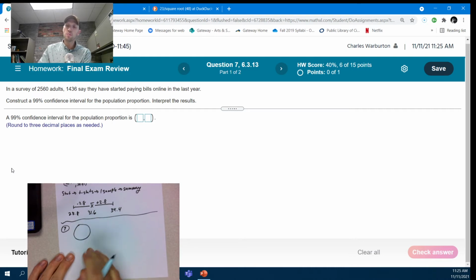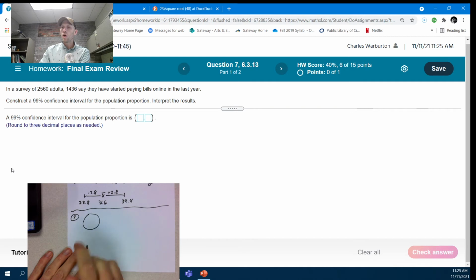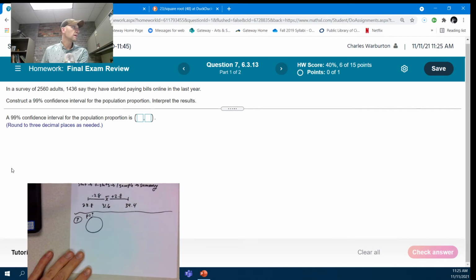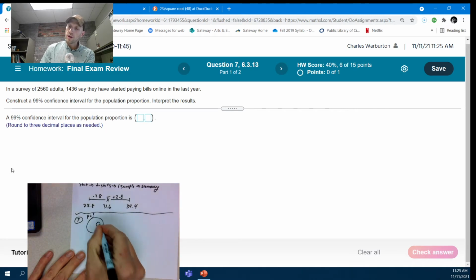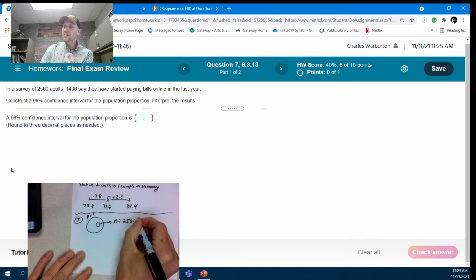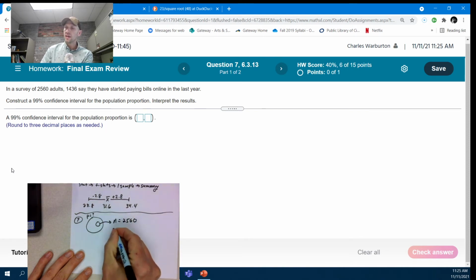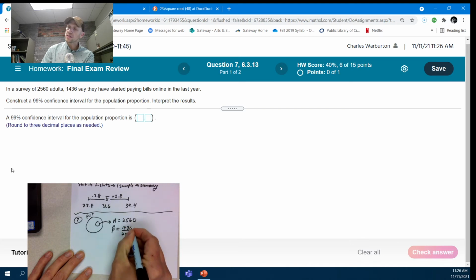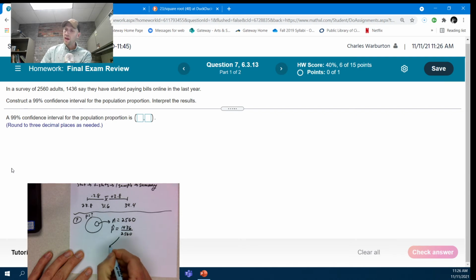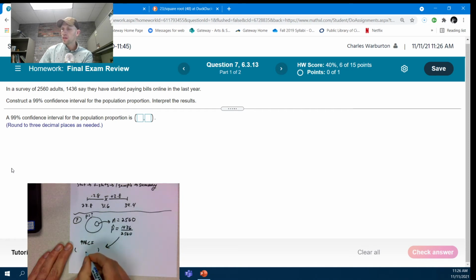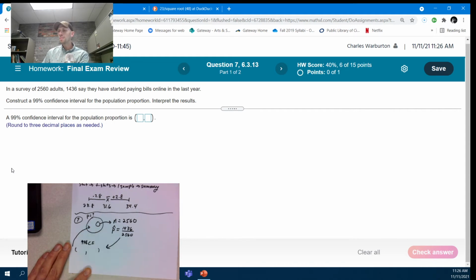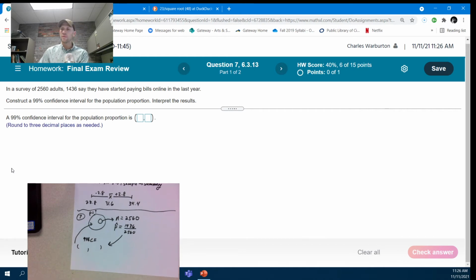So again, the visualization is this is our population of all individuals. What proportion of them started paying their bills online? I don't know. That's a big question mark. So if I don't know what's going on in the population, maybe I can get a little subset. Maybe I can get a little sample, and I will ask 2,560 people, how many of you have started paying your bills online? And that sample proportion, see that hat, p-hat, that means sample proportion. Of those 2,560 people, 1,436 started paying their bills online. Okay, well then, how does that translate to a confidence interval that's 99%? And that confidence interval will have a low end and a high end on the population. We want a confidence interval about the population. So here we go. How are we going to do that?